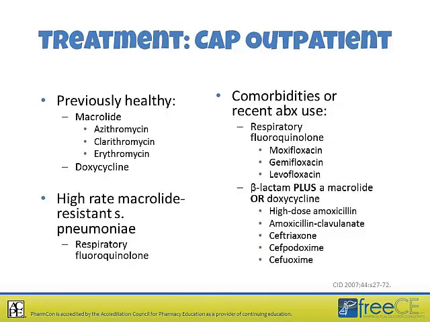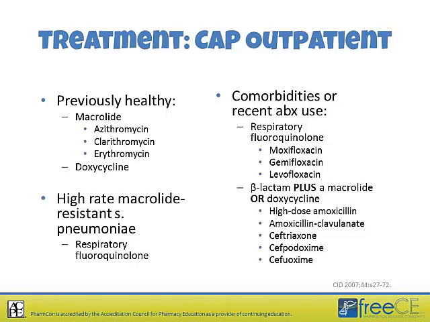So it's basically broken down by whether or not the patient is previously healthy on the left-hand side of the slide, or if they have comorbidities or recent antibiotic use on the right-hand side. So if you've got a previously healthy patient, you could consider using a macrolide or doxycycline by themselves. Your macrolides that you have available to you are azithromycin, clarithromycin, and erythromycin.